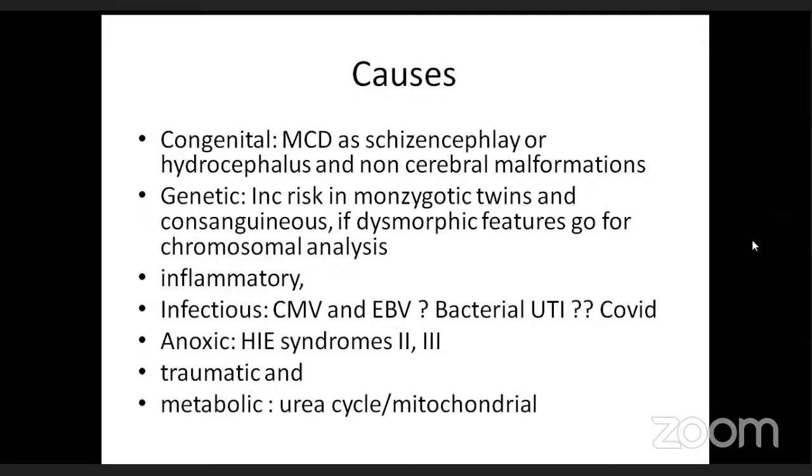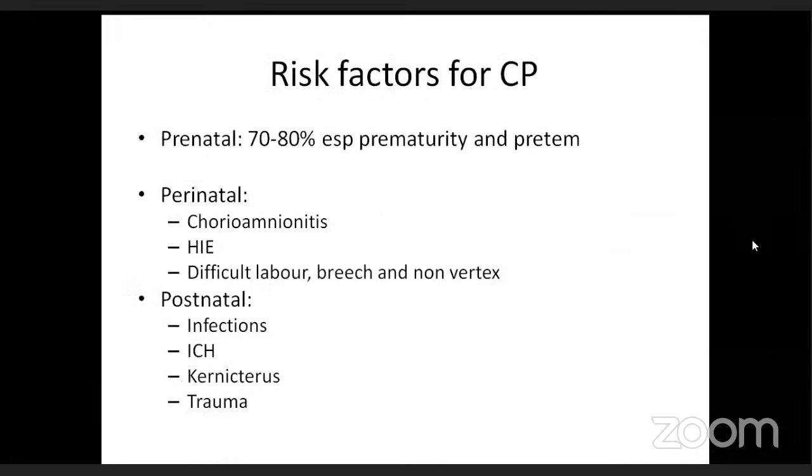Then we have the very common anoxic syndromes, that is HI, hypoxic ischemic encephalopathy syndrome, most commonly grade 2 or grade 3, which have seizures also along with them. Traumatic: any history of birth injury or any trauma causing ICH or any other abnormality in the brain. Last but not the least, metabolic, which includes urea cycle disorders and mitochondrial.